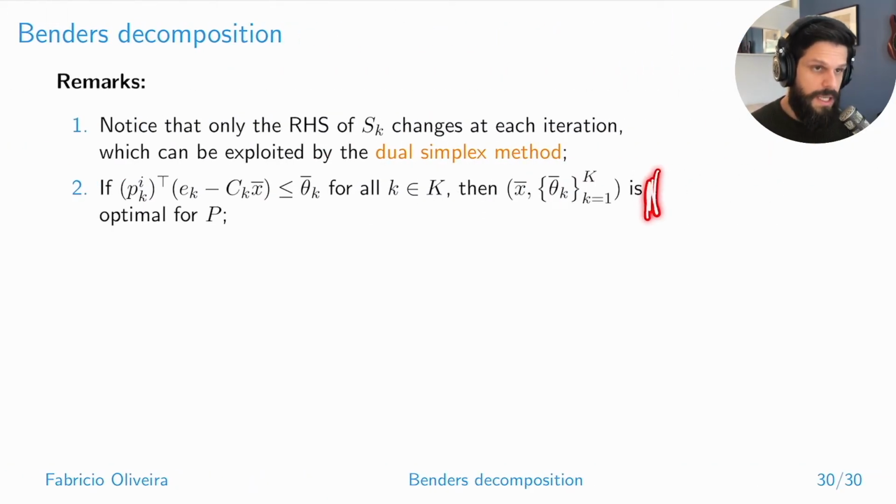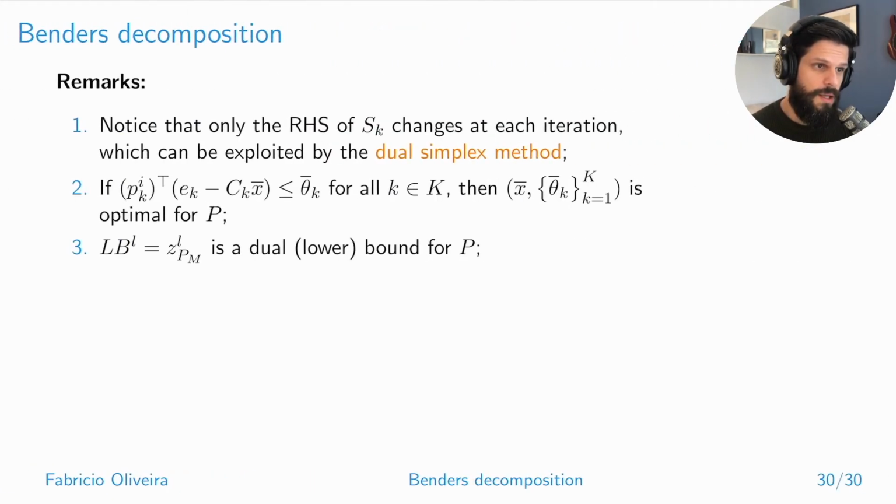Of course, if that is the case, then the solution is optimal. So that's a way to test when to stop our algorithm. But another more common way is to use the notion of bounds, like we did with column generation. But here, the bounding is a bit more trivial, really.